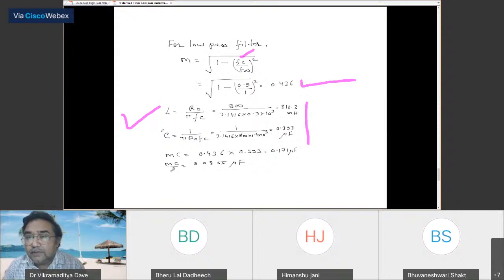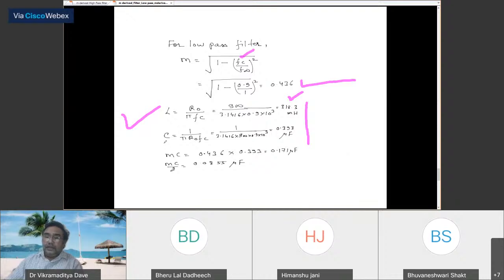So I just substitute the value. By substituting R naught is equal to 900, pi is equal to 3.1416, and cutoff frequency value 0.9 into 10 raised to the power 3. Mind it, do convert it all into hertz. Then we will get a value of inductor as 318.3 millihenry as shown on the slides.